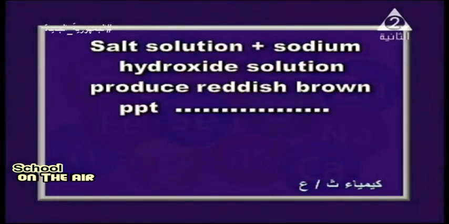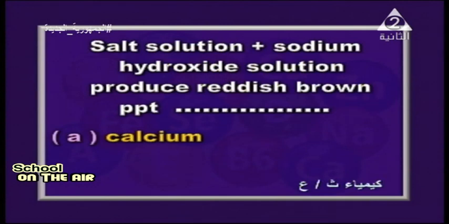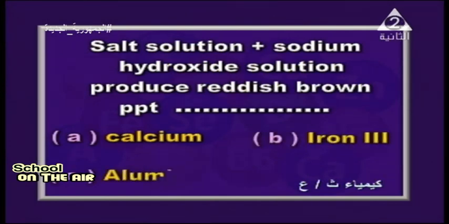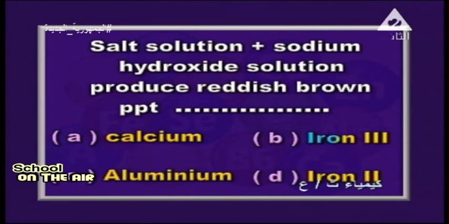Next point. Salt solution plus sodium hydroxide solution produces a reddish brown precipitate. Here it is a test for basic radicals. Is it calcium, iron 3, aluminium, or iron 2? If you think about it, yes, it will be iron 3 cation.